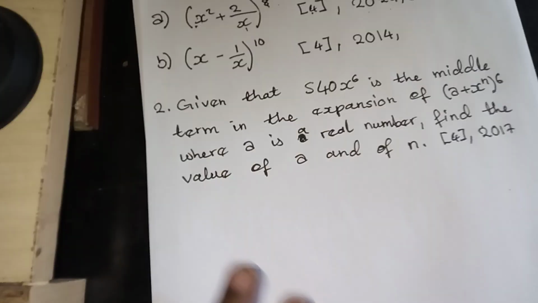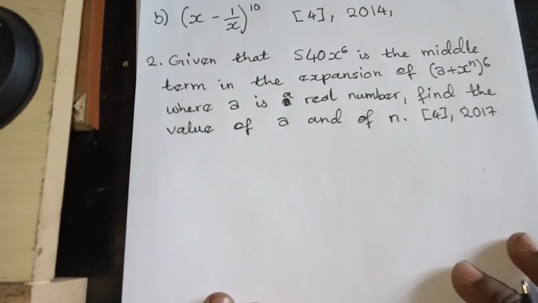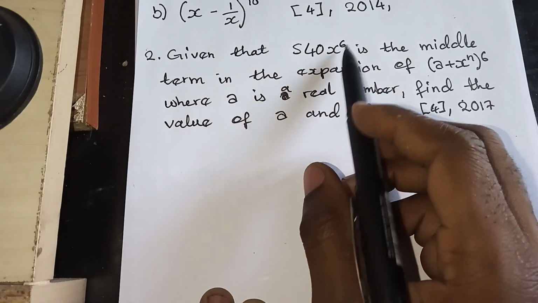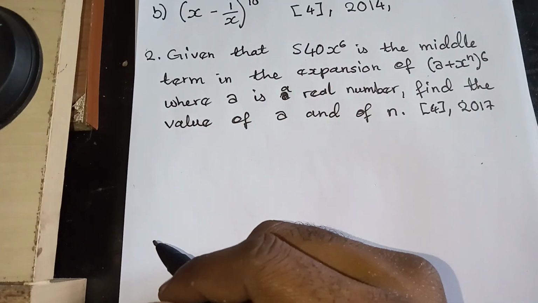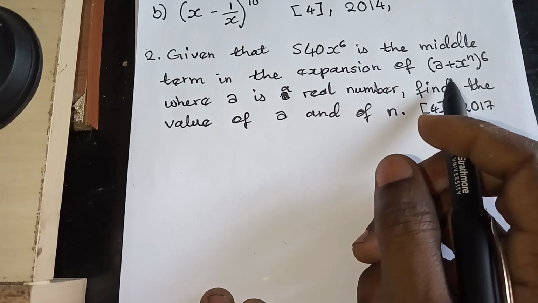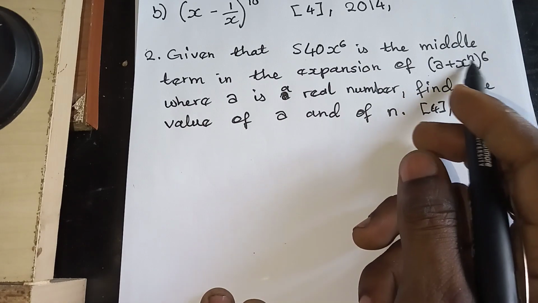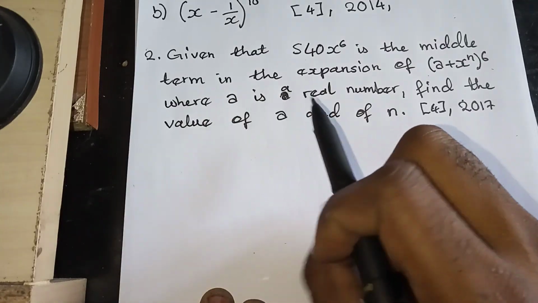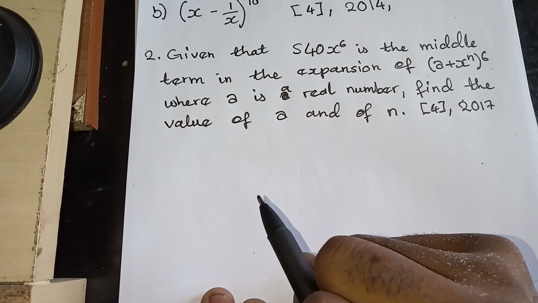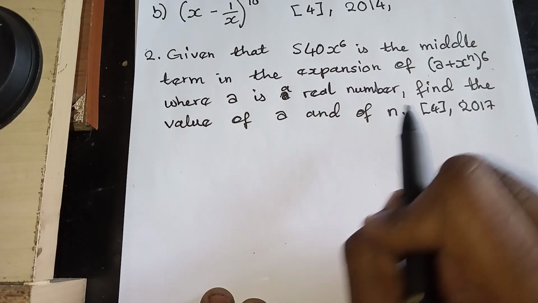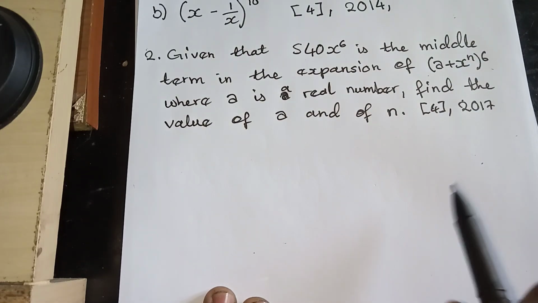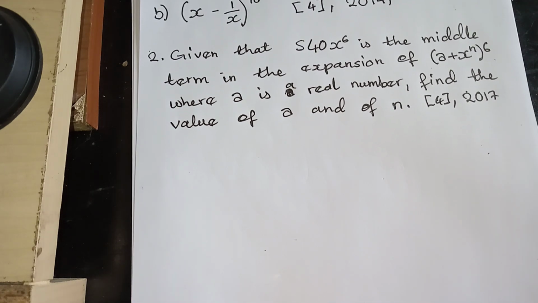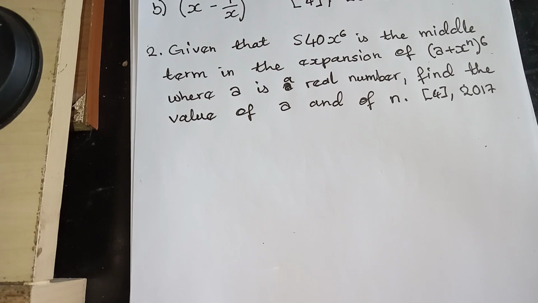And finally, we have this one here. Given that 540 x to the power 6 is the middle term in the expansion of a plus x to the power n, to the power 6, where a is a real number, find the value of a and of n. This was 2017 ECZ paper 1 question 7.